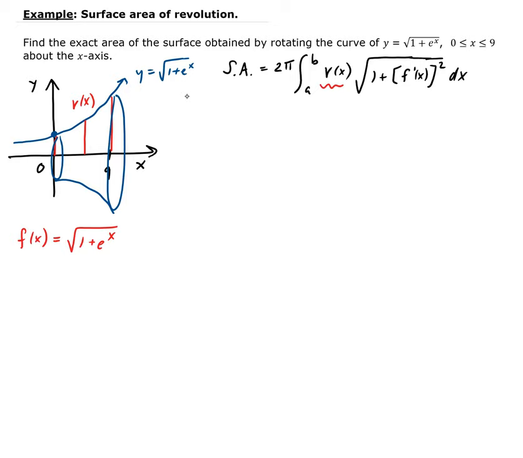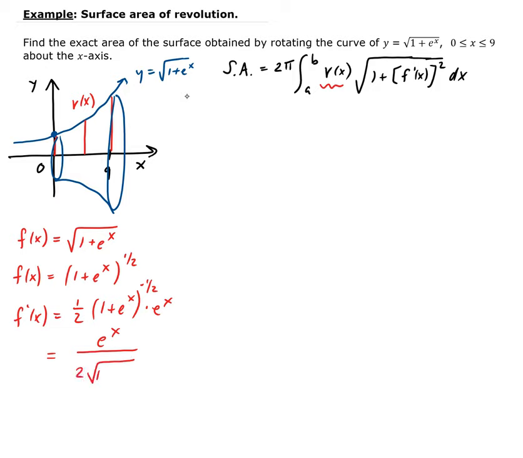Recall that this is just 1 plus e to the x to the power 1 half. Therefore the derivative of this is going to be applying the power rule along with the chain rule. We're going to have 1 half times 1 plus e to the x to the negative 1 half times the derivative of 1 plus e to the x, which gives us e to the x. We can rewrite this as e to the x over 2 times the square root of 1 plus e to the x. All right, so that's the derivative of f.